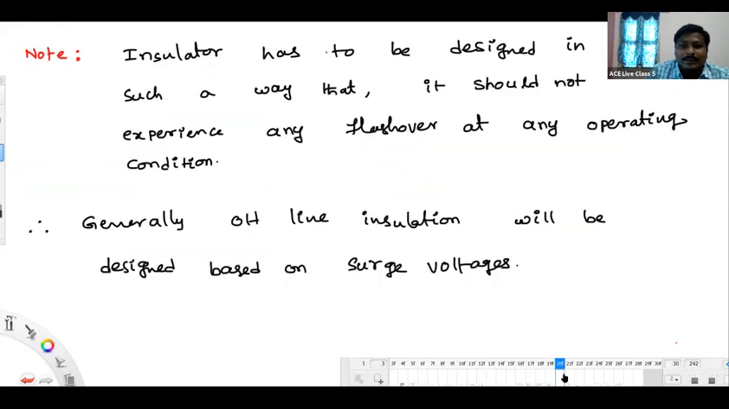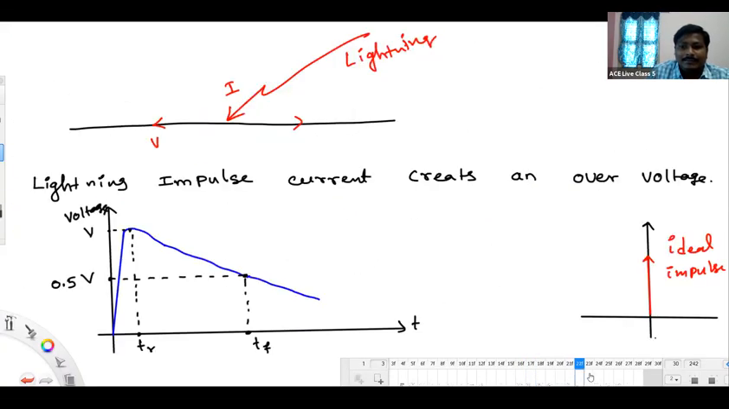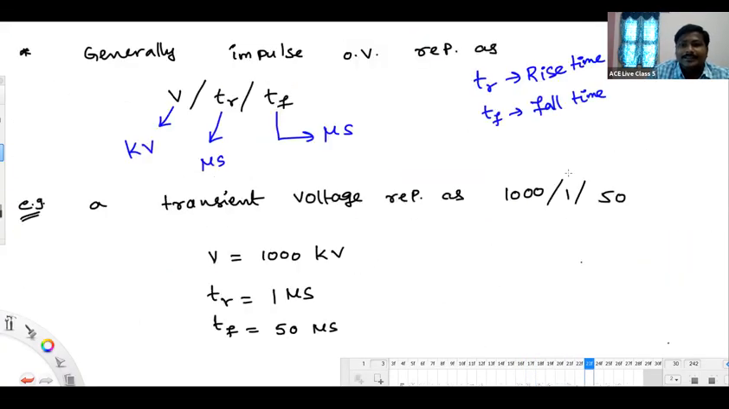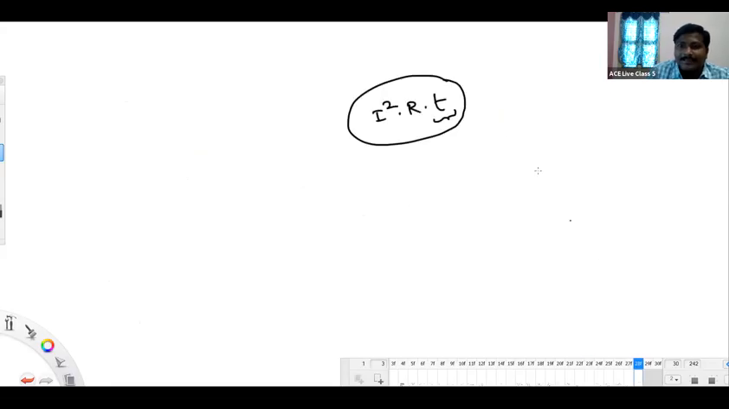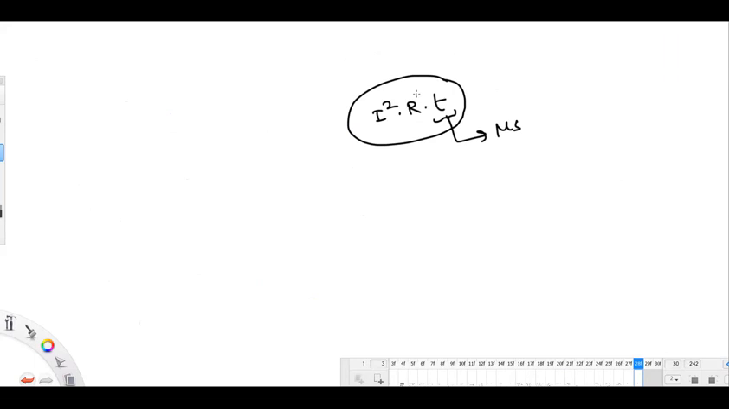What is the overall period I have given here? 50 microseconds. It's in the order of microseconds. If you take this time in the order of microseconds, what is the overall heat developed because of that large current flow? Very less.